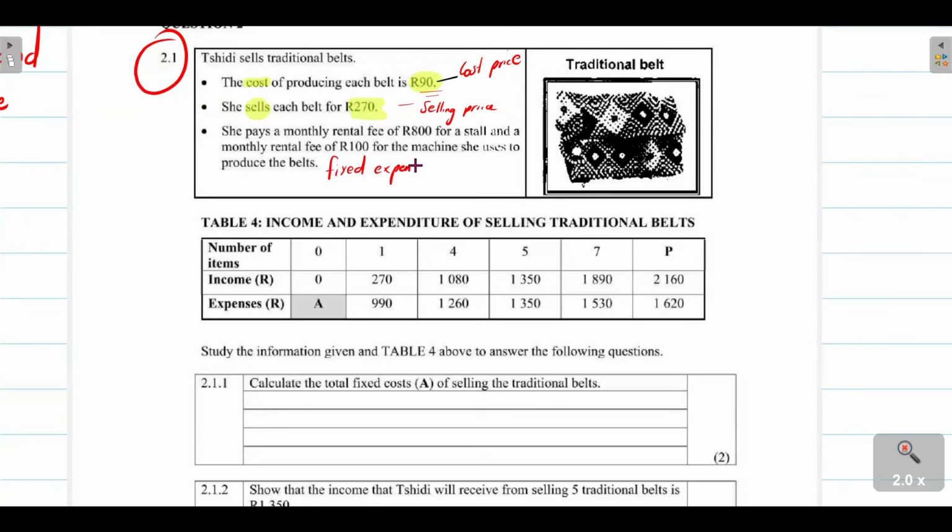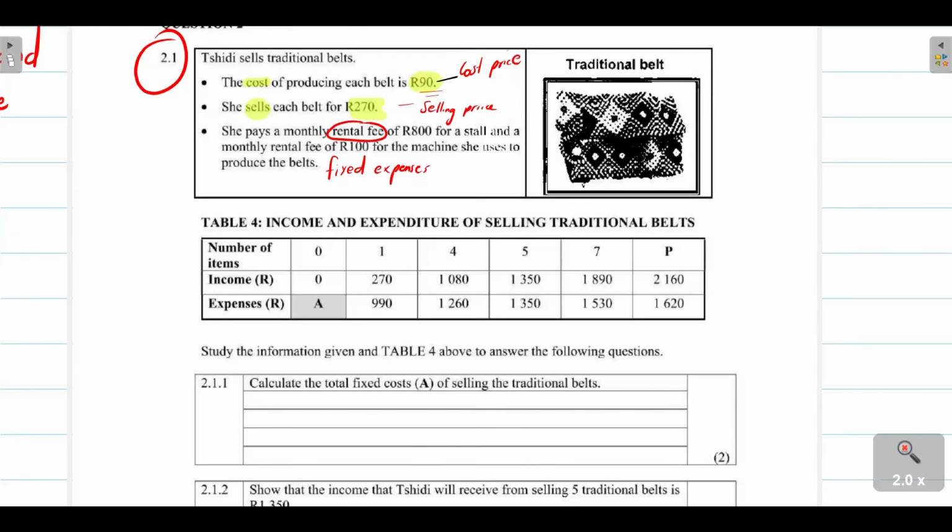Remember, guys, they're telling us that she is paying a monthly rental fee. In actuality, this person is paying for the premises where she's going to be making these belts, and she's also paying every month for the machine she uses to make them. So the fixed expenses are the expenses that remain the same every single month, irrespective of how many belts she sells.